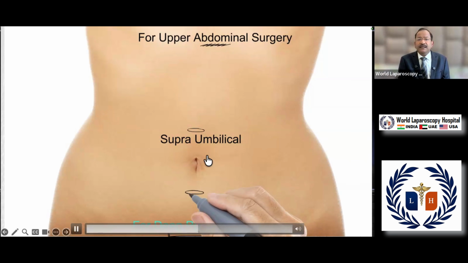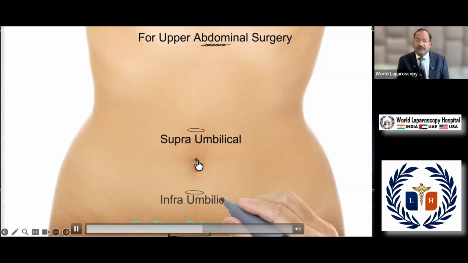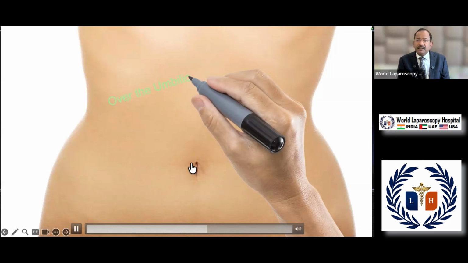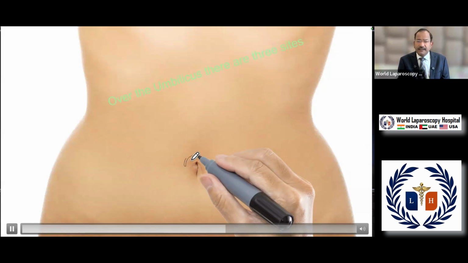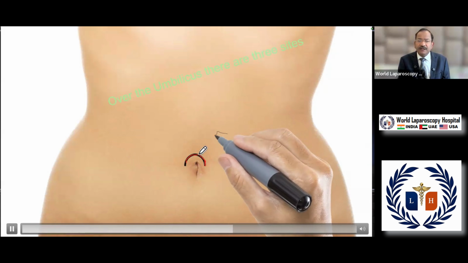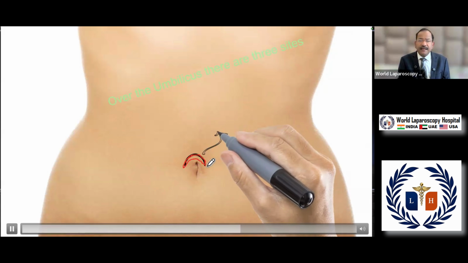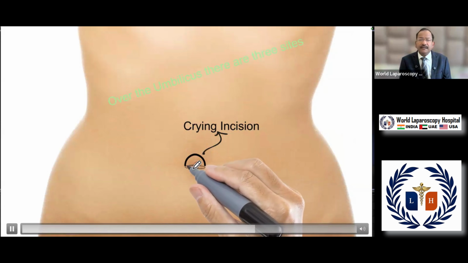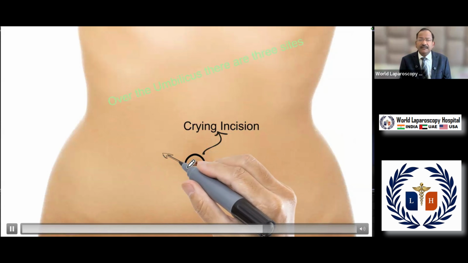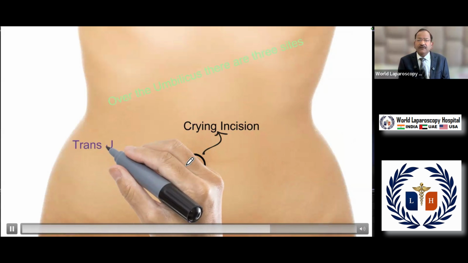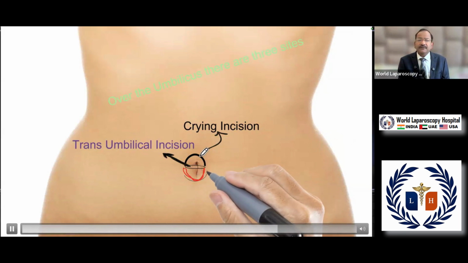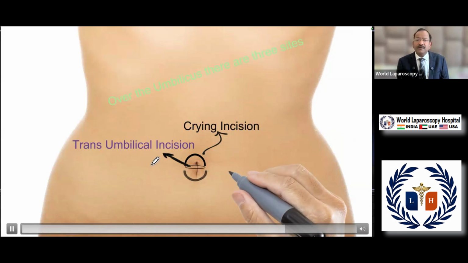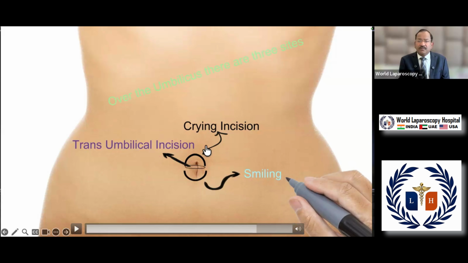Now over the umbilicus there are 3 sites. First is the superior crease of the umbilicus, that is called the crying incision, because it is just like a crying face. After that you have the inferior crease of the umbilicus, the smiling incision, and then transumbilical. So, these are the 3 sites over the umbilicus itself: crying incision, smiling incision, and transumbilical.